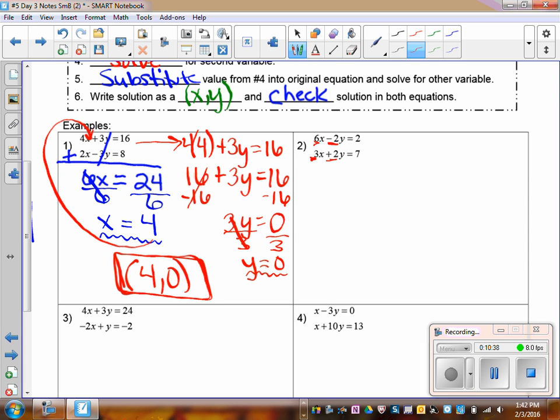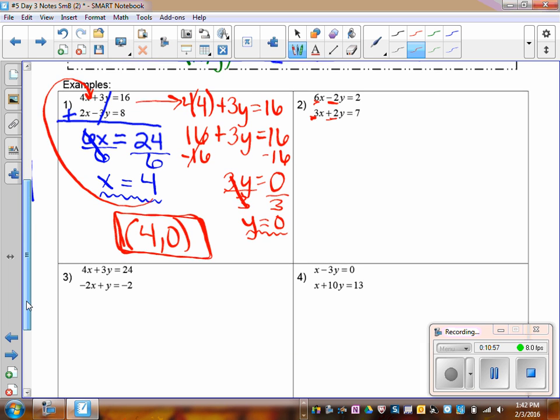So it's similar to substitution in that we're trying to get rid of one of our variables, but it's a different way of getting rid of that variable. This is actually my favorite one. For substitution, sometimes you have to distribute. There's a lot of work. Alright, so let's take a look at number 3.